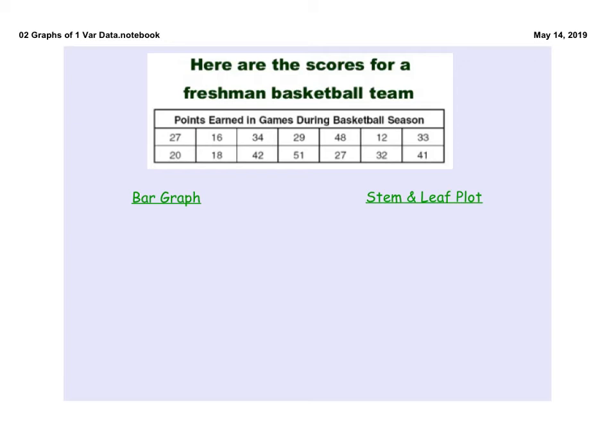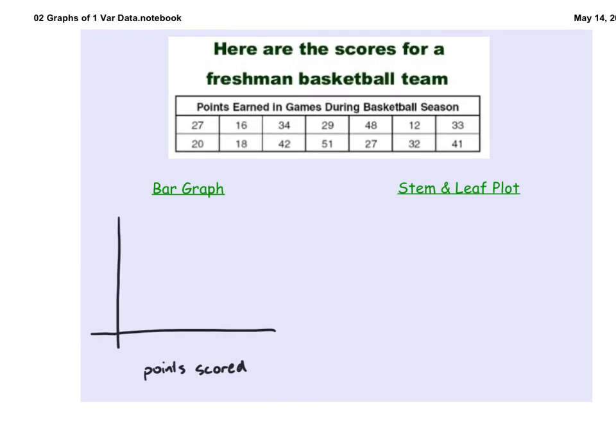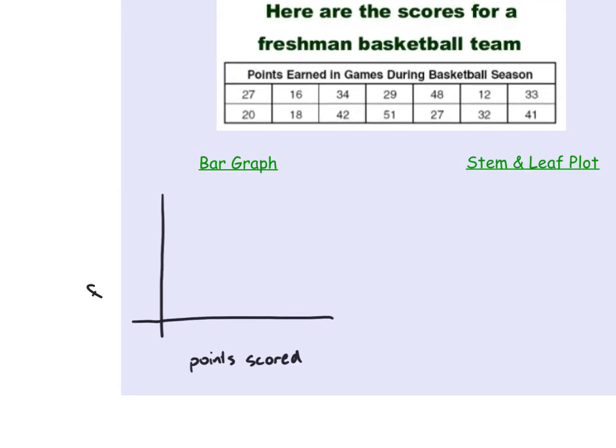Okay, we will now create our own bar graph and stem and leaf. So let's start with the bar graph. In this case, we have the scores for the freshman basketball team. So it's the points earned in games during the basketball season. And on the horizontal axis here, we'll go ahead and just put points scored, because that's what our table is showing us. And then on the vertical axis, we'll go ahead and put the frequency.